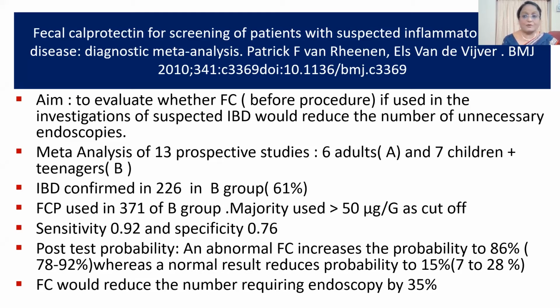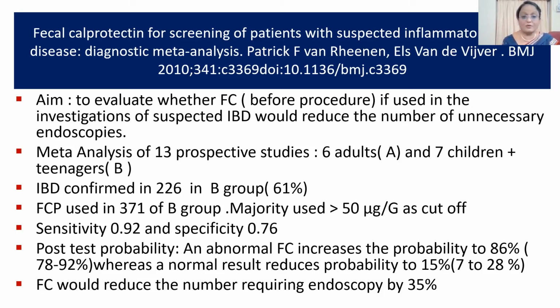There was probably the best study, and one of the elegant studies, which was published in BMJ in 2010. Both the authors were pediatric gastroenterologists. This was probably one of the first meta-analyses of fecal calprotectin for screening of patients suspected of IBD, to see whether it would reduce the number of unnecessary endoscopies. So what was the aim? They evaluated whether, when you do FC before the procedure and then do the procedure, we could decrease the number of endoscopies.